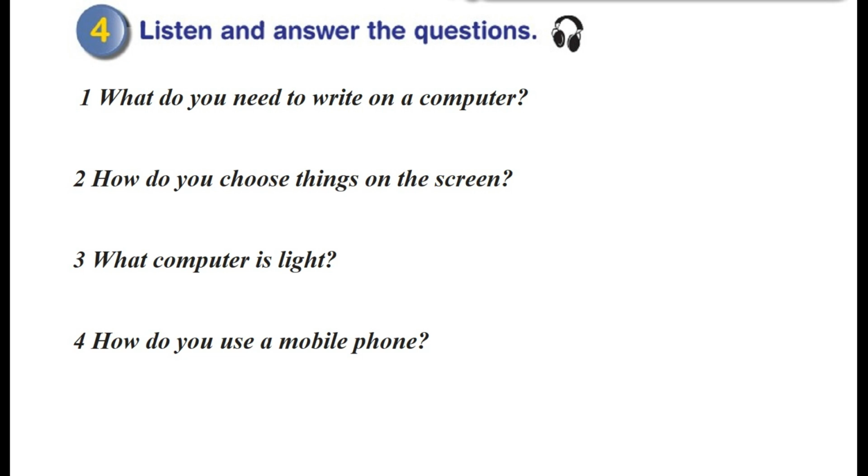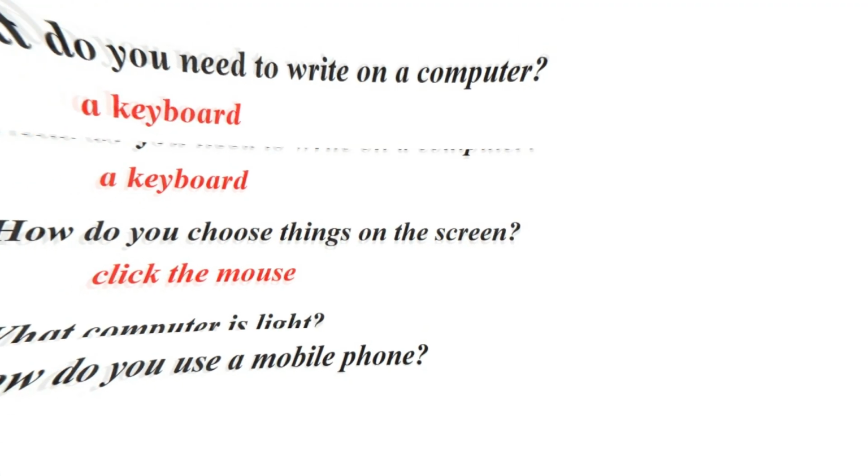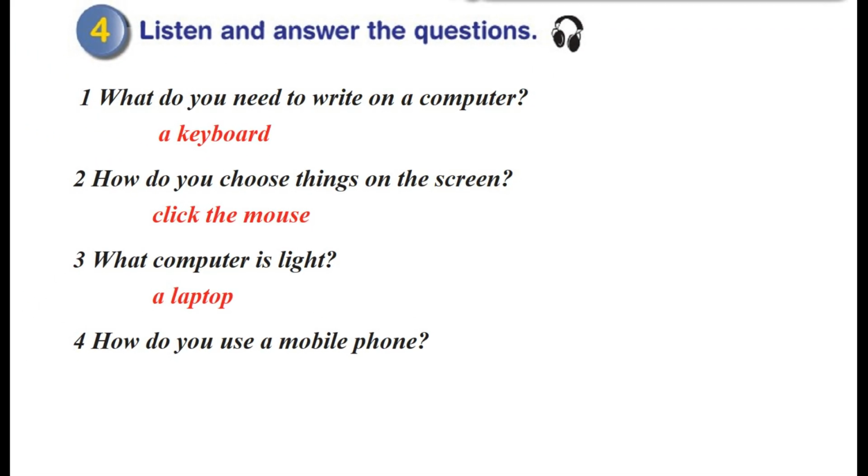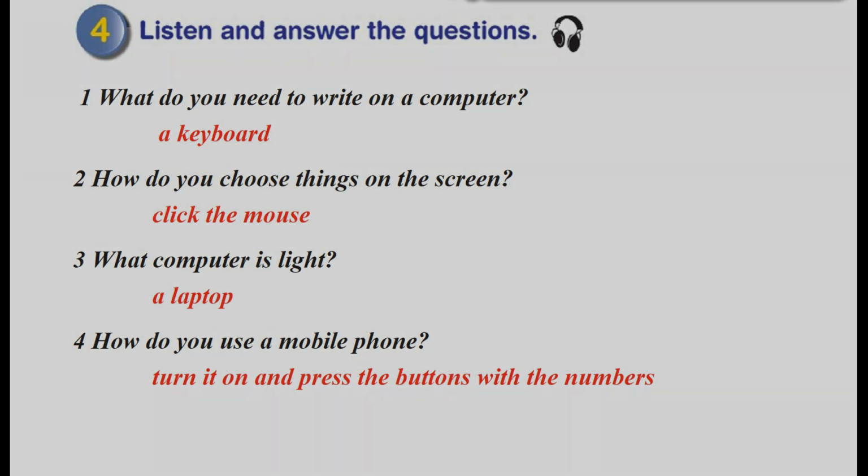1. What do you need to write on a computer? A keyboard. 2. How do you choose things on the screen? Click the mouse. 3. What computer is light? A laptop. 4. How do you use a mobile phone? Turn it on and press the buttons with the numbers.